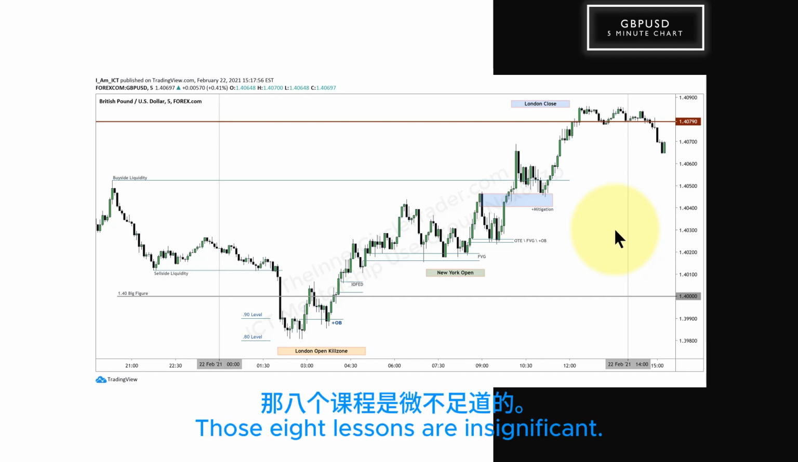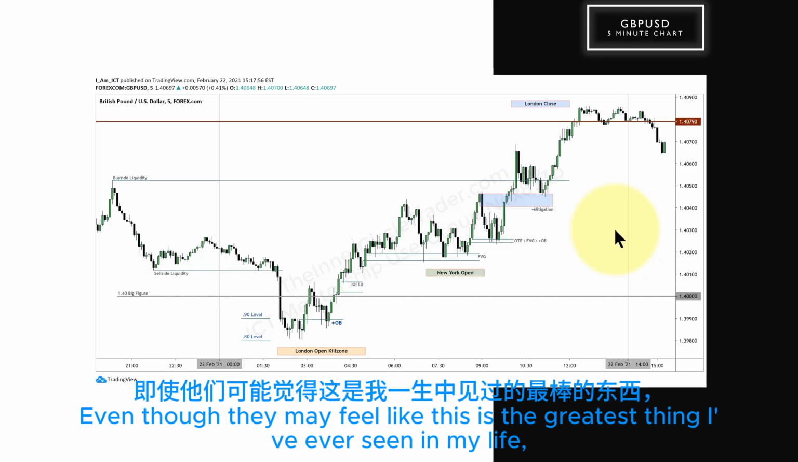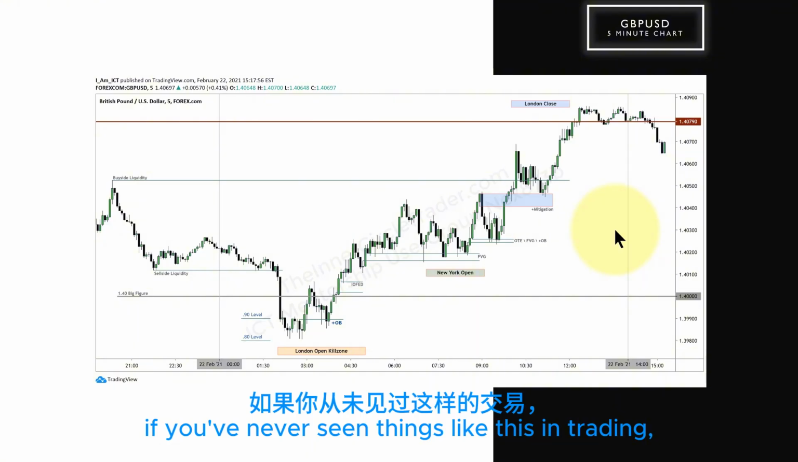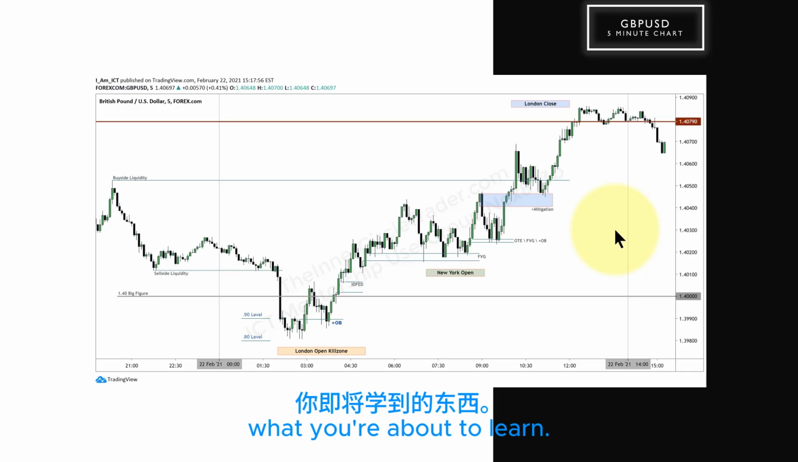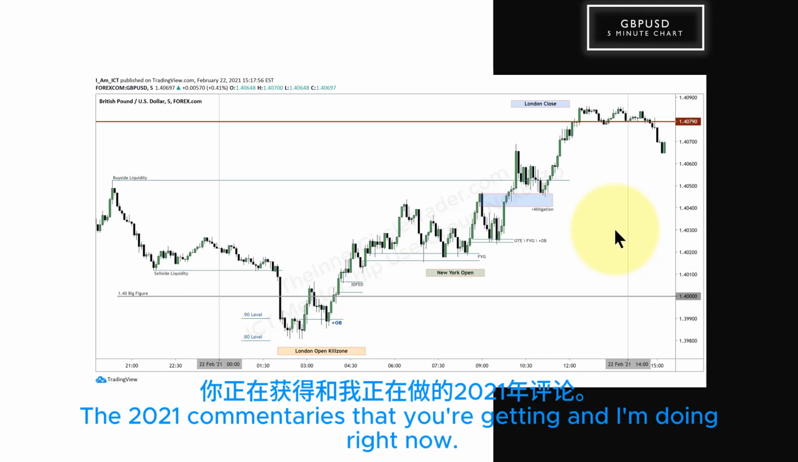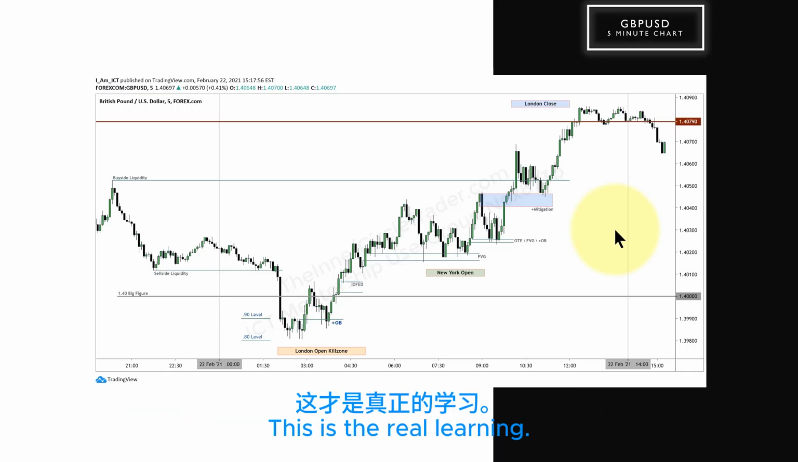Those 8 lessons are insignificant, even though they may feel like this is the greatest thing I've ever seen in my life. If you've never seen things like this in trading, I understand that, but it's infinitely better what you're about to learn. Those lessons are just foundation. The 2021 commentaries that you're getting and I'm doing right now, this is the real learning. This is the real mentorship.